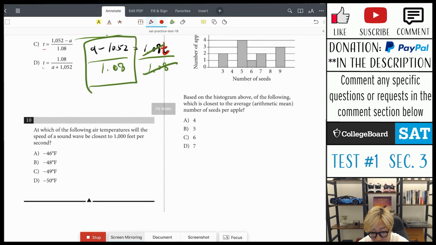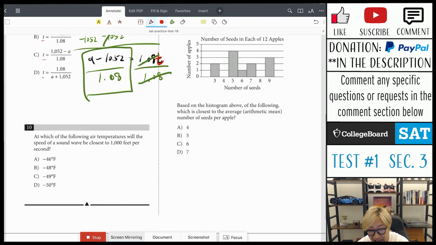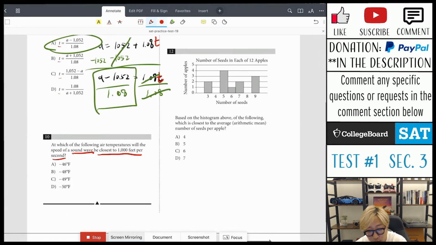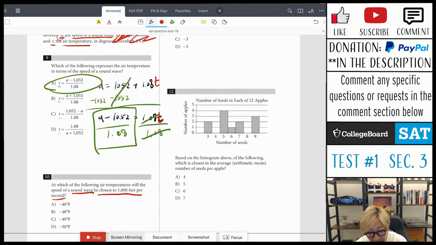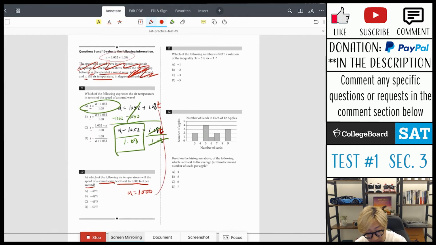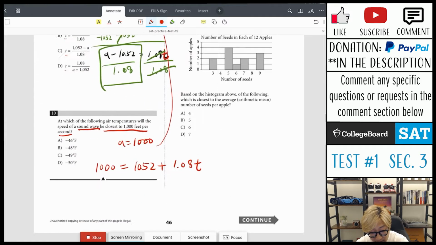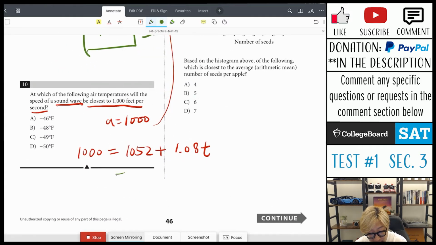Number 10, which of the following air temperatures, blah, blah, blah, sound wave be close to 1,000 feet per second. So sound wave, they said up here, is the A. So A is 1,000. What do I do with this? Just plug them into this equation. So 1,000 is equal to 1052 plus 1.08 T. Let's solve this. Go ahead and subtract 1052 on both sides. And boom.